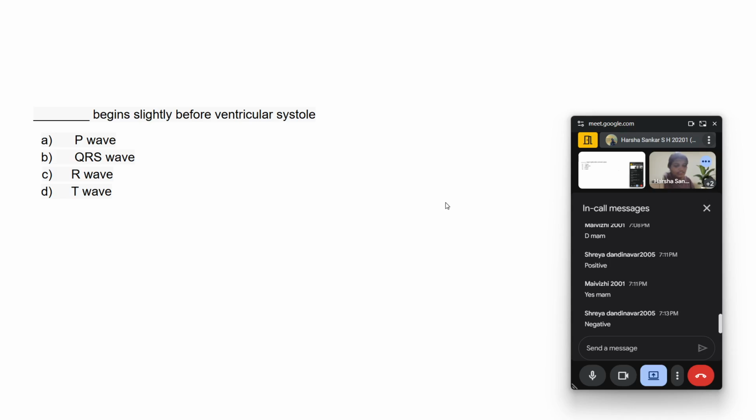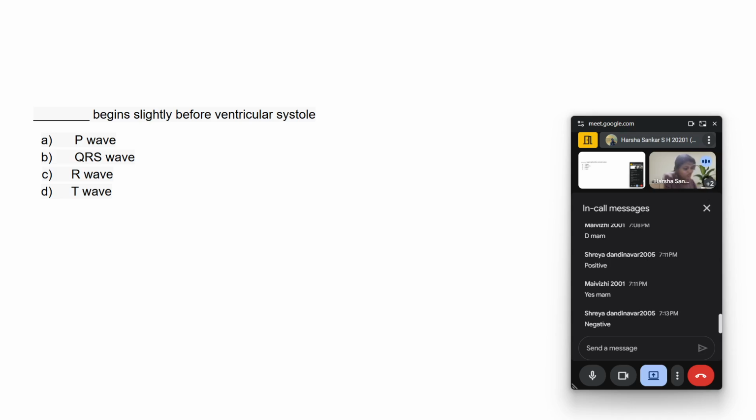Okay, this is about the cardiovascular system that we learned. Dash begins slightly before ventricular systole. Which wave depicts just before ventricular systole is the question. Option A, P wave. Option B, QRS wave. Option C, R wave. Option D, T wave.